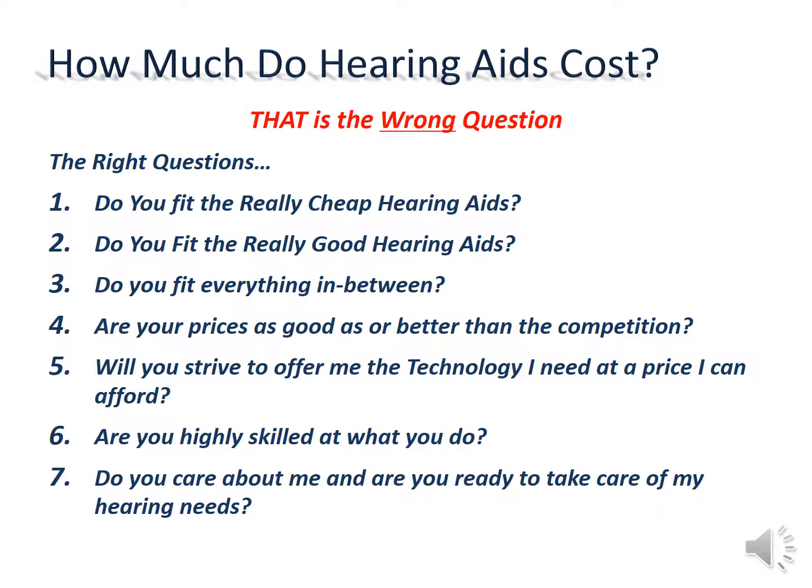The natural question is, how much do hearing aids cost? And you know, that's kind of the wrong question. The right question is, do you fit the really cheap hearing aids? Do you fit the really good hearing aids? And do you fit everything in between? And are your prices as good or better than the competition?